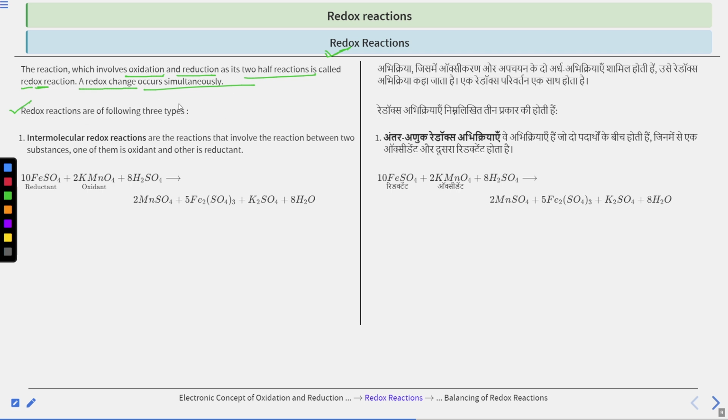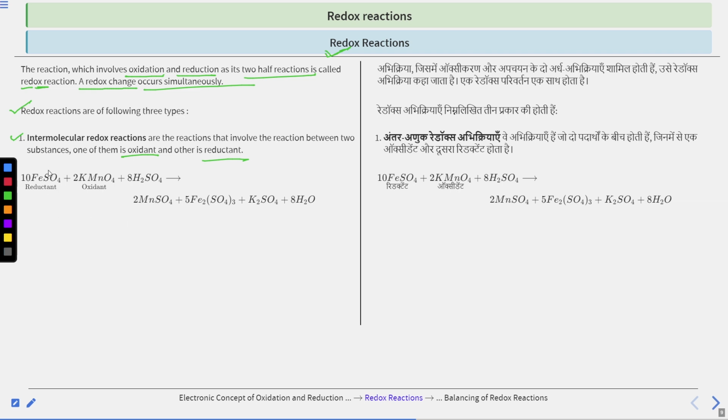Redox reactions are of the following three types. First one, intermolecular redox reactions. They are the reactions that involve the reaction between two substances. One of them is oxidant and the other is reductant. Intermolecular means two molecules are present. One acts as oxidant, the other acts as reductant.